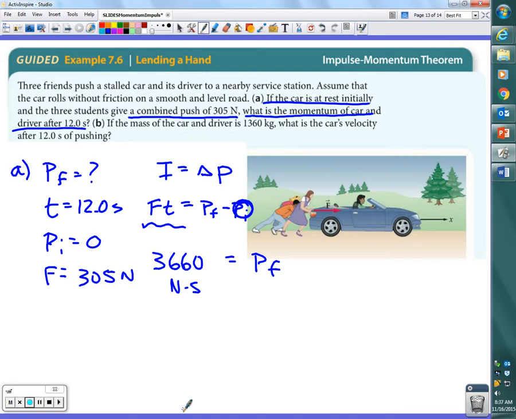All right, good there? And then for part B, if the mass of the car and the driver is 1,360, what is the car's velocity? So for part B, they want final velocity. We know that the final momentum is 3,660 Newton seconds, or kilograms times meters divided by seconds. And they gave us that the mass was 1,360 kilograms.